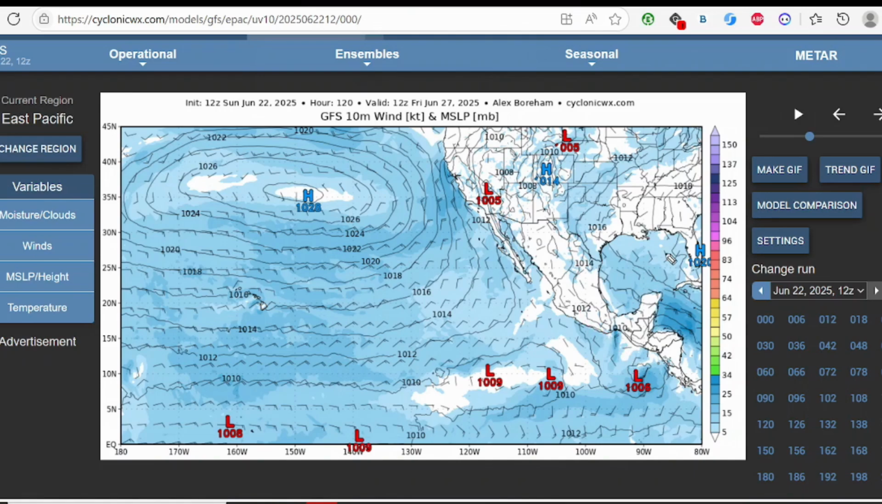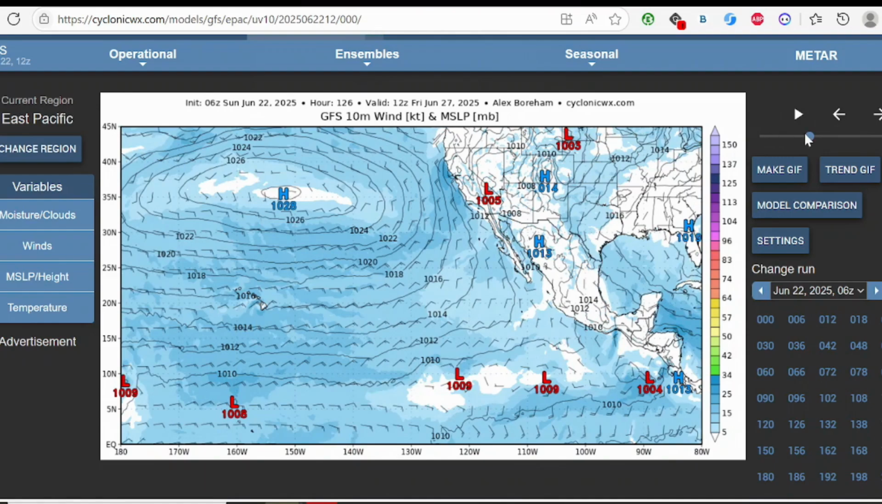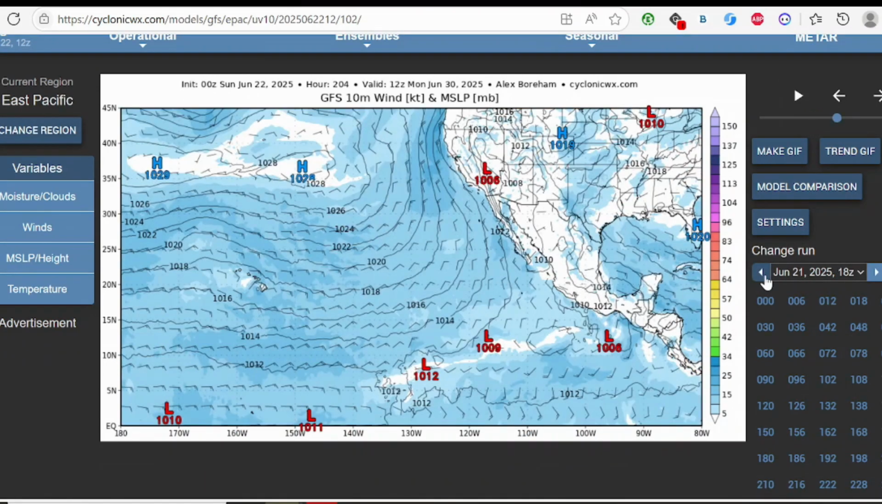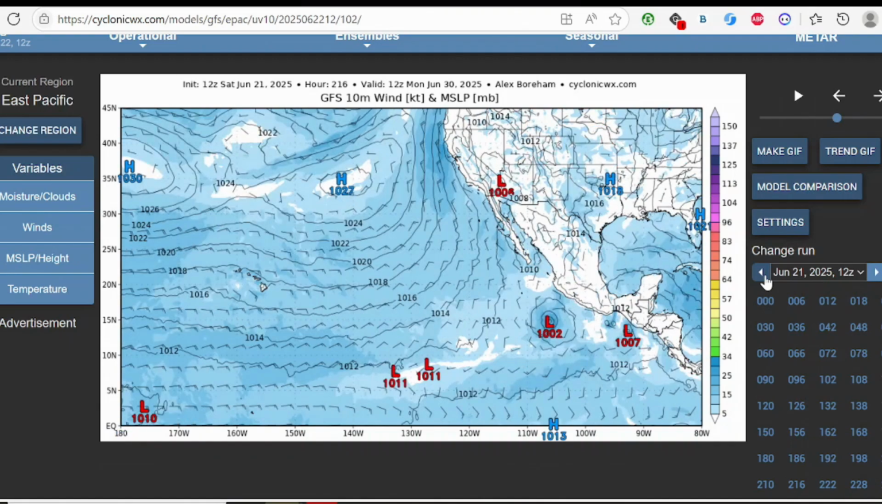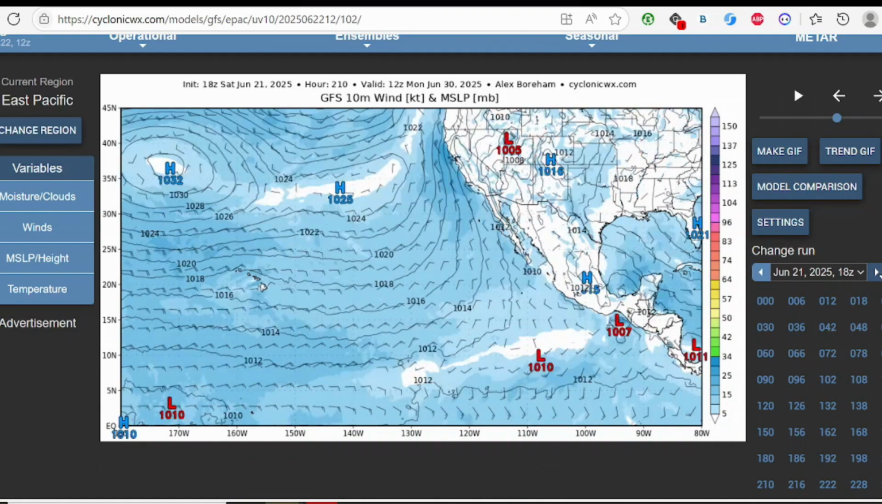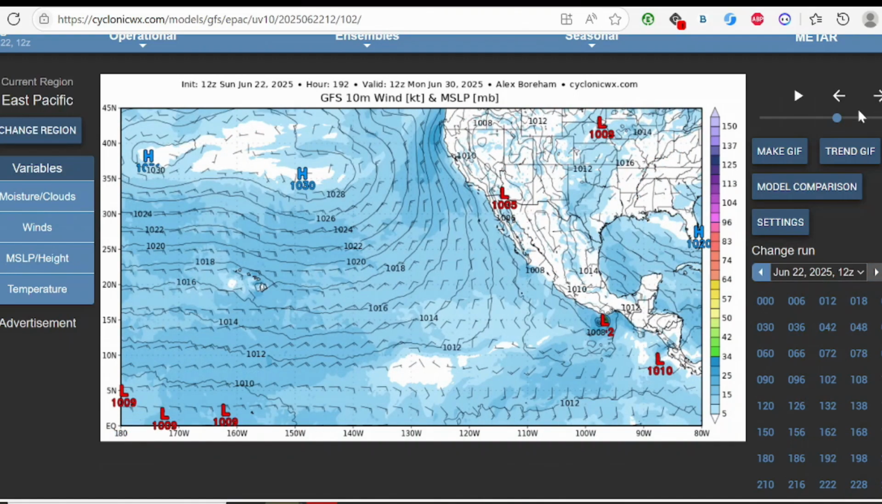So that is something to watch out for. The previous model runs, actually, if we just go back to 6Z, 0Z has very little development, and 18Z. Okay, we've got a lot of different scenarios panning out, and the further out you go back before the most recent runs, it gets more uncertain.